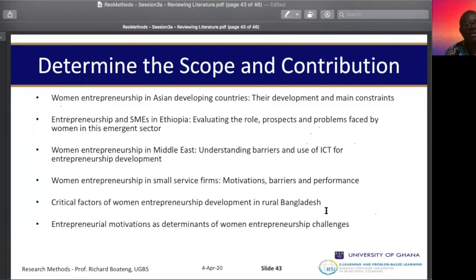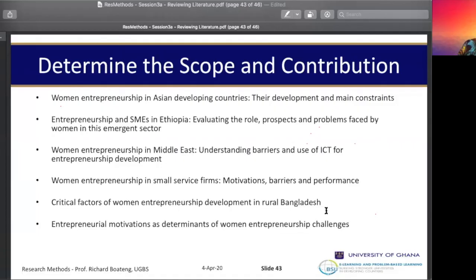Entrepreneurship and SMEs in Ethiopia. The role, prospects, and problems faced by women in the emerging sector. The topic is entrepreneurship, even particularly women entrepreneurship, and then exploring a particular domain that's SMEs. He is trying to evaluate role, prospects, and problems, which is more about the potential contribution that he wants to make.